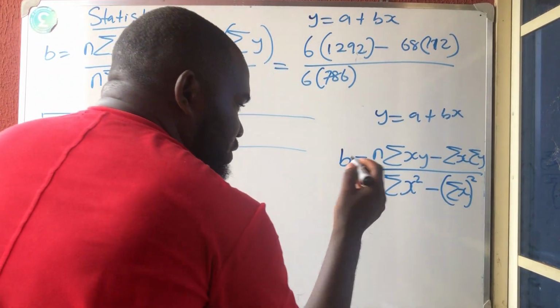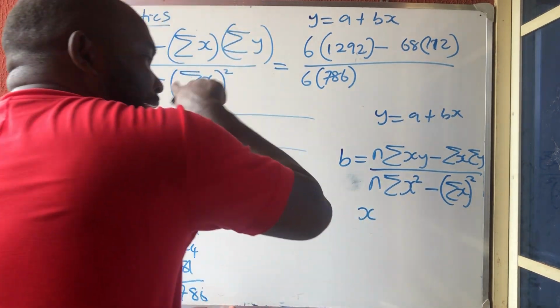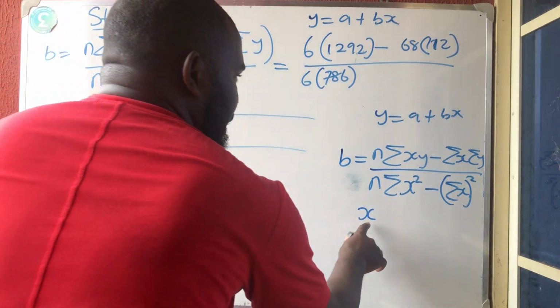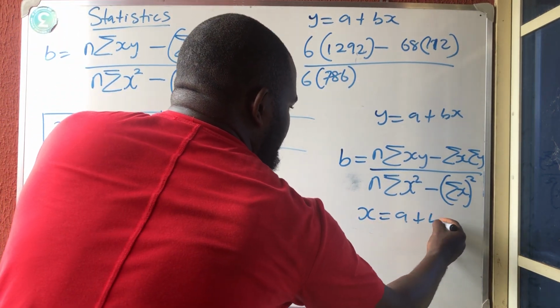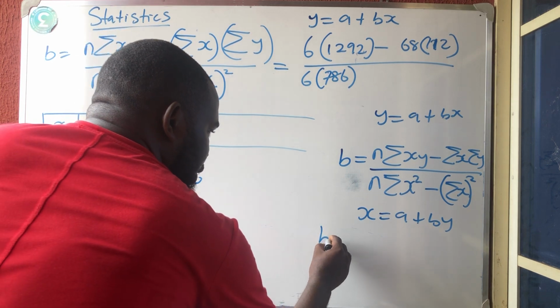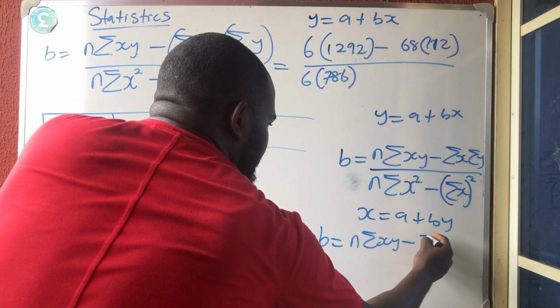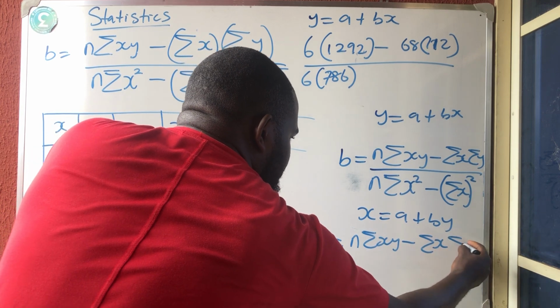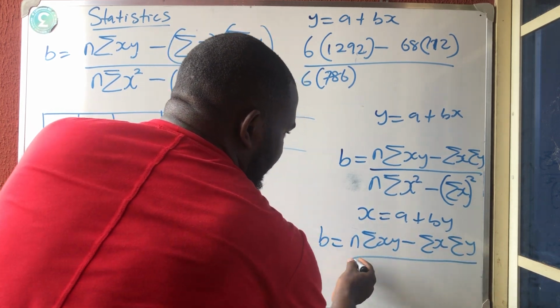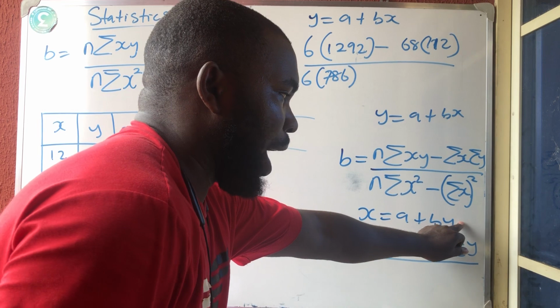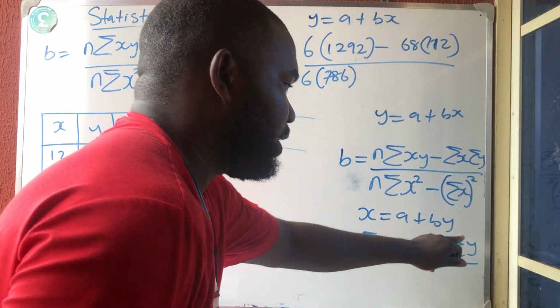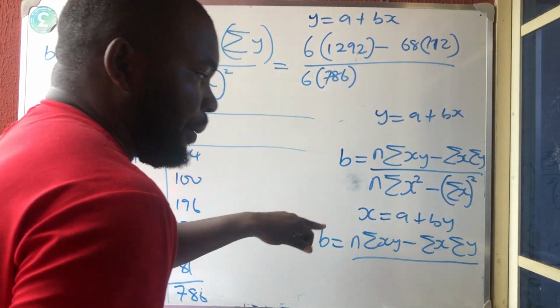Okay, so but if the equation said relationship between x first and y, you have x is equal to a plus by, and the formula for b will now be equal to what? N, the summation of both of them, minus summation the first one, summation the second one, all over. Now since the b is the coefficient of y, anywhere you see x in the formula you wrote above, put y.